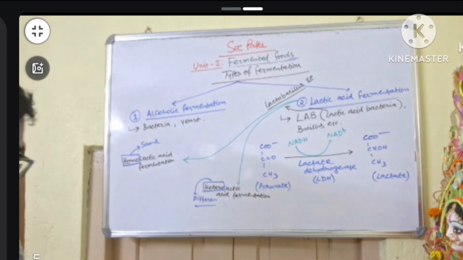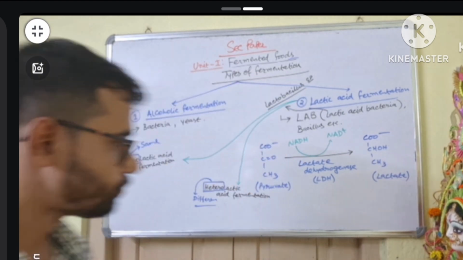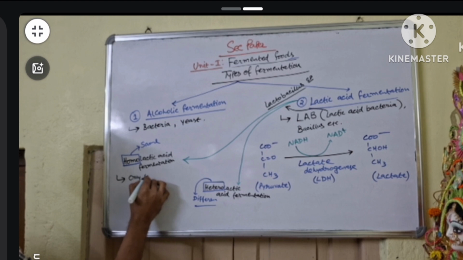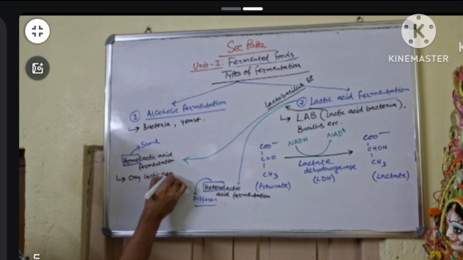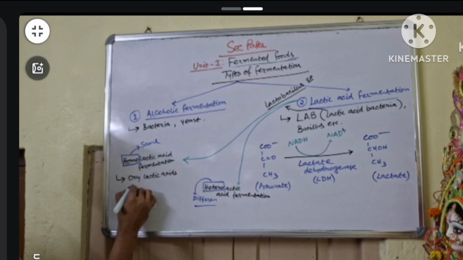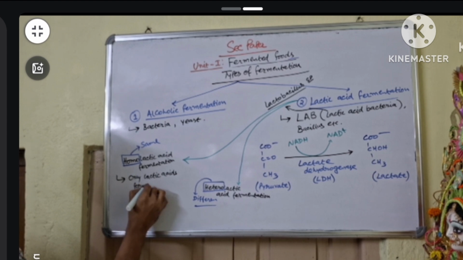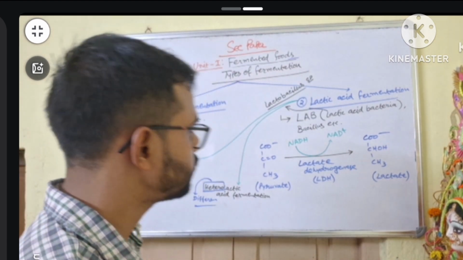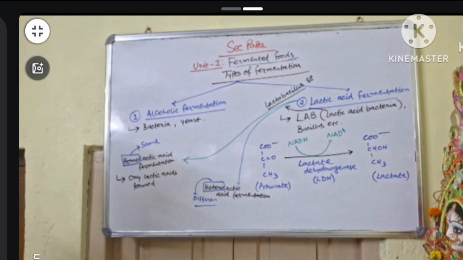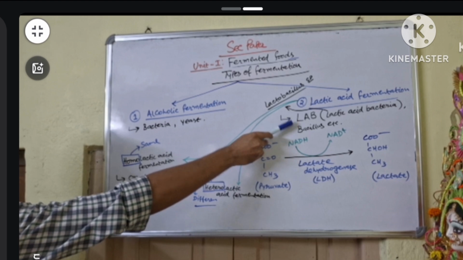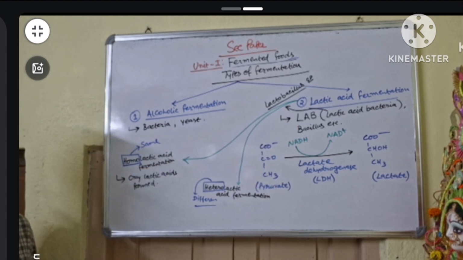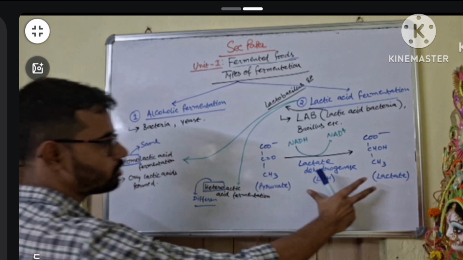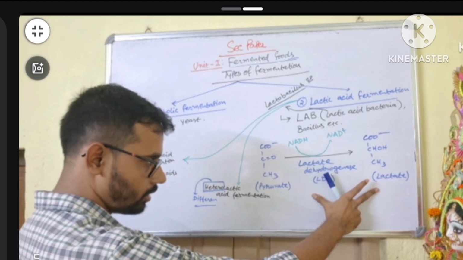In homolactic acid fermentation, only lactic acid is formed. These bacteria only convert pyruvate into lactic acid. We mentioned lactic acid bacteria and Bacillus above. These bacteria only convert pyruvate to lactic acid, and this reaction, from pyruvate to lactic acid, is the homolactic acid fermentation reaction.